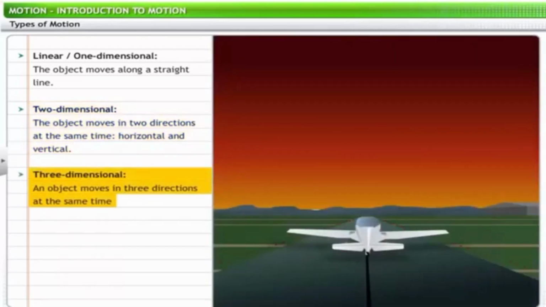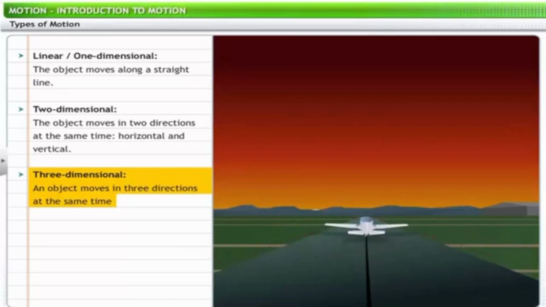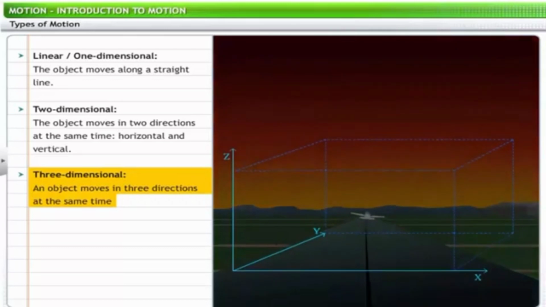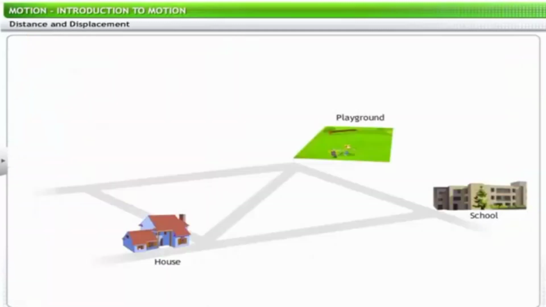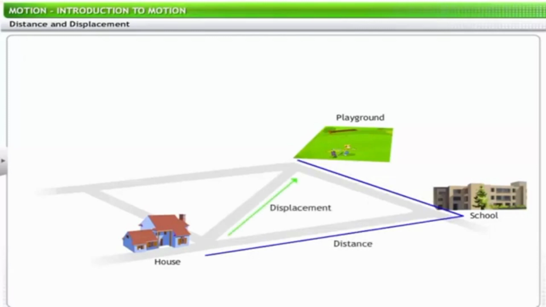If we observe an airplane taking off from a runway, it ascends rapidly in one direction and after gaining some height, turns towards its flight path. This type of motion, where an object moves in three directions at the same time, is called three-dimensional motion. In this lesson, we will cover motion along a linear path in detail. You can measure the magnitude of movement of an object using two quantities, distance and displacement.